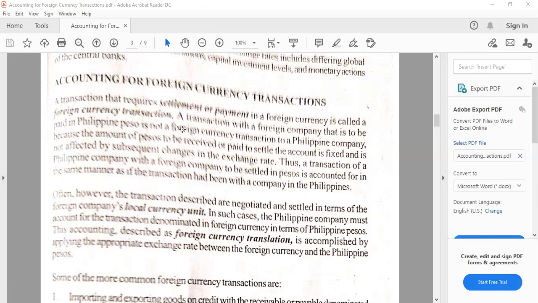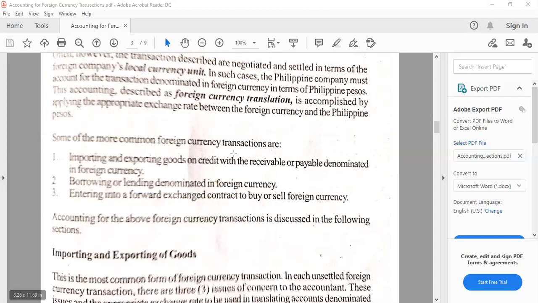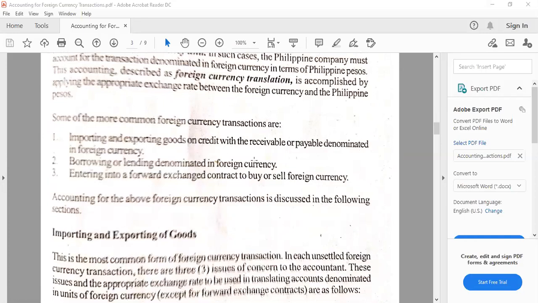However, again, because we are living in the Philippines, these foreign currencies are to be converted. Remember the term converted versus translated, or conversion versus translation. So this is on the part of converted. Transactions, values, or amounts are to be converted into local currency units. All right. So here are some of the more common foreign currency transactions. Number one, we import and export goods on credit with a receivable or payable denominated in foreign currency. This is the sample that I've explained a while ago.